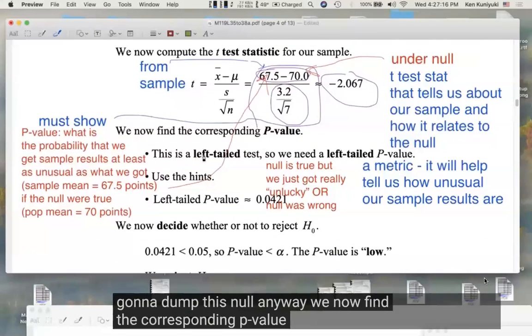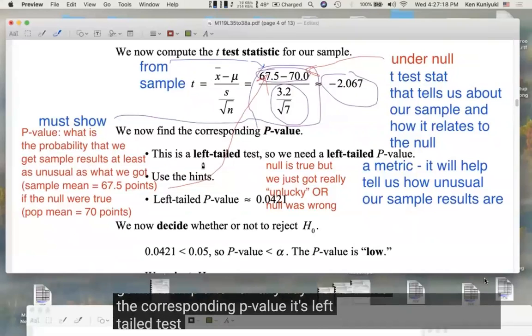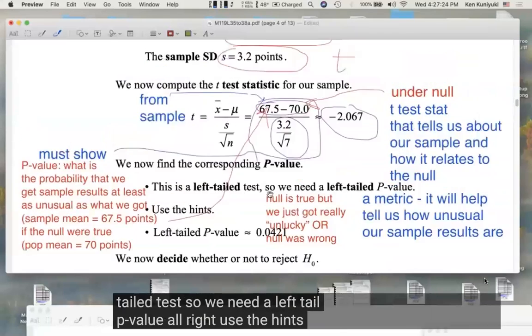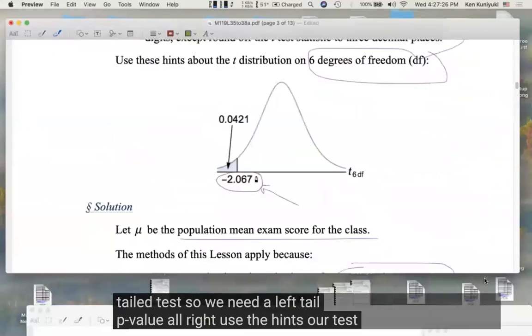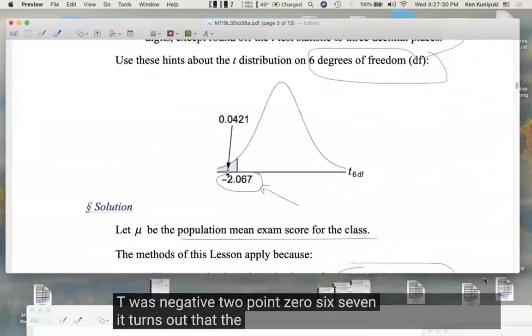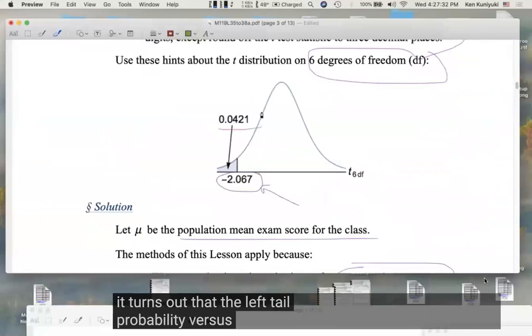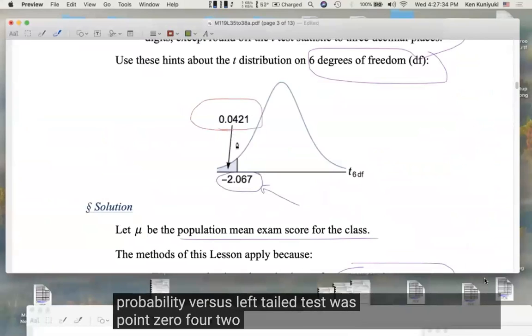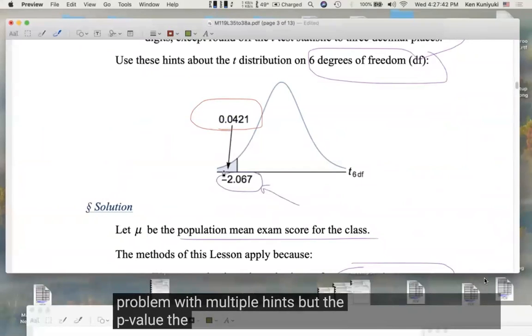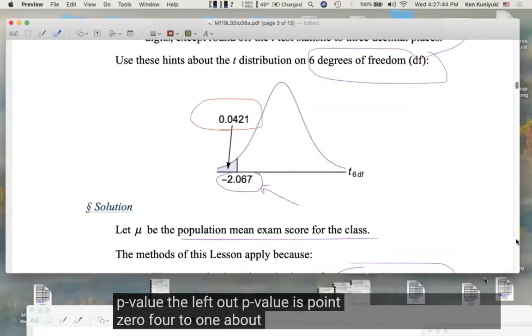Anyway, we now find the corresponding p-value. It's a left-tailed test, so we need a left-tailed p-value. All right, use the hints. Our test T was negative 2.067. It turns out that the left tail probability for this left tail test was 0.0421. I'm not going to be mean and give you the right tail just to be mean, although I may have a multi-part problem with multiple hints. But the left tail p-value is 0.0421, about 4%.